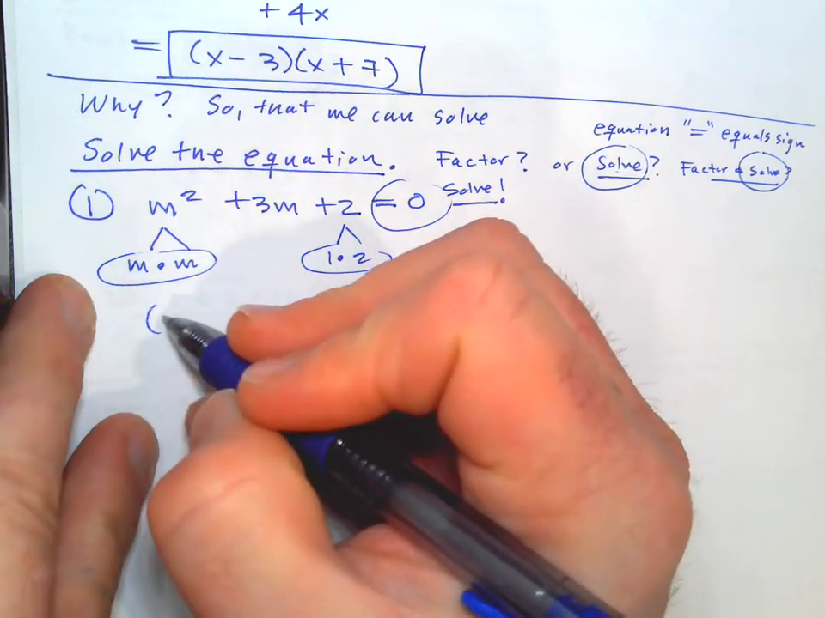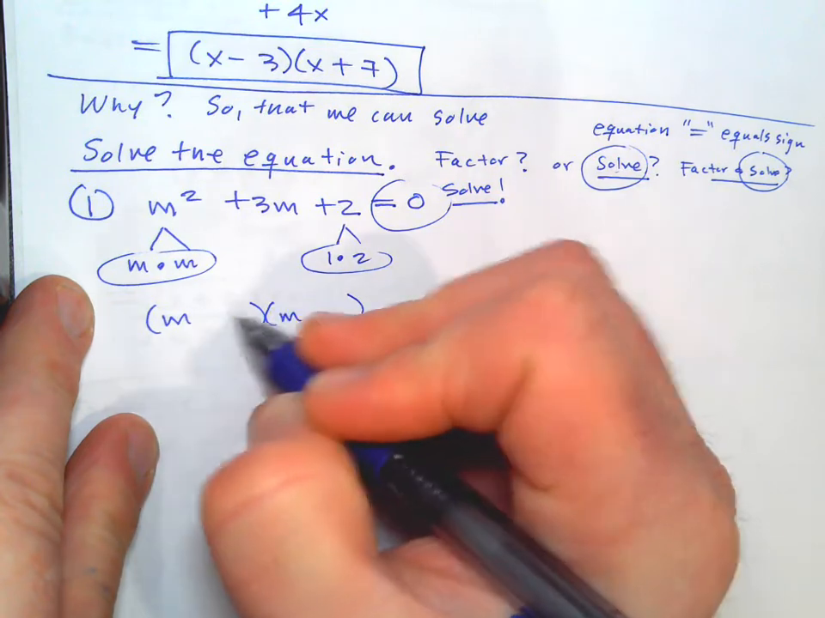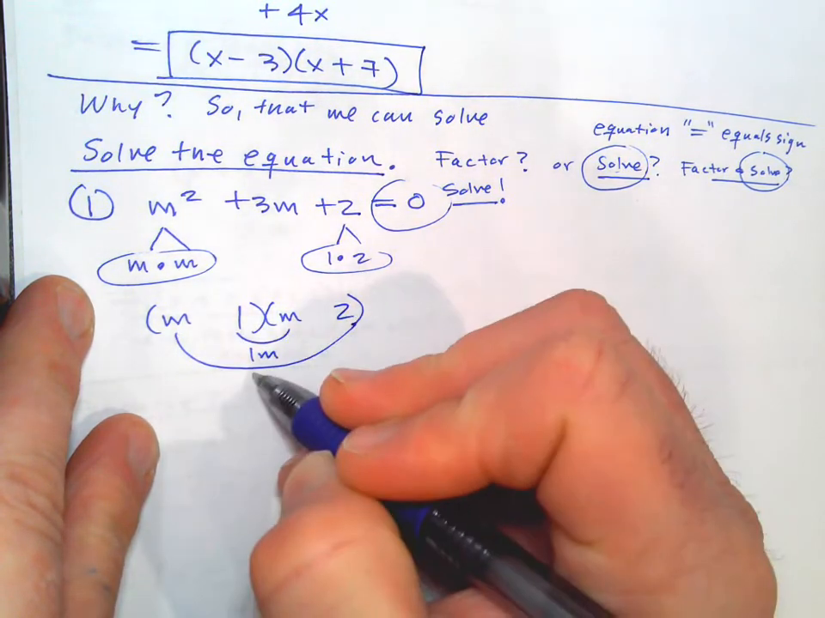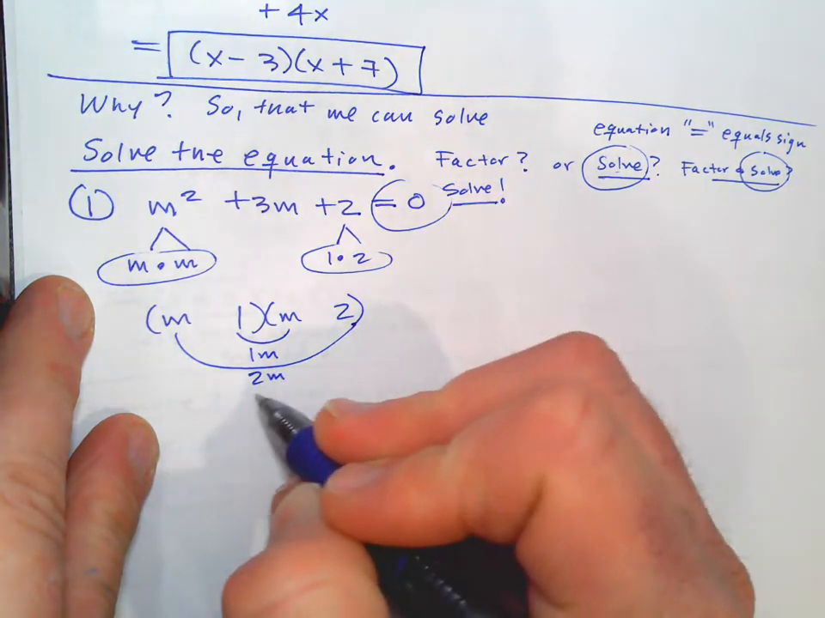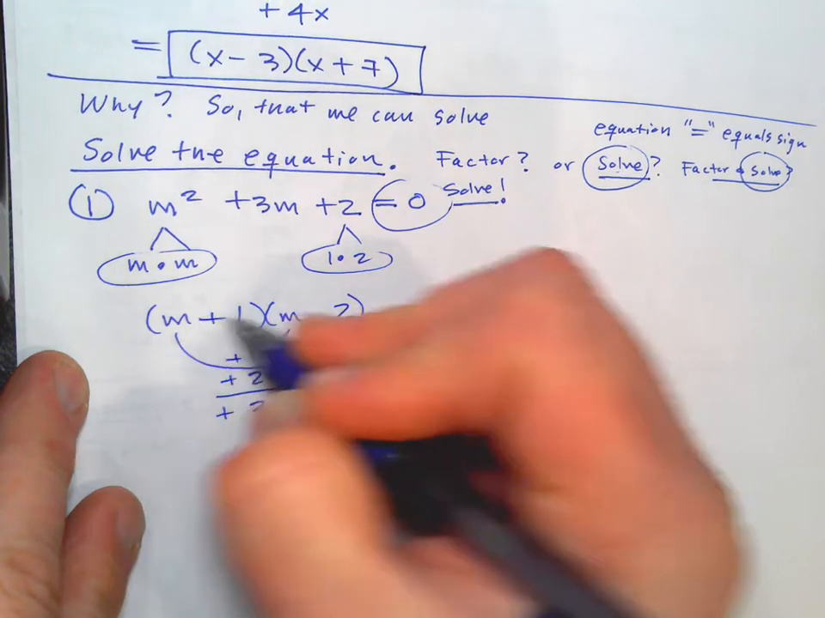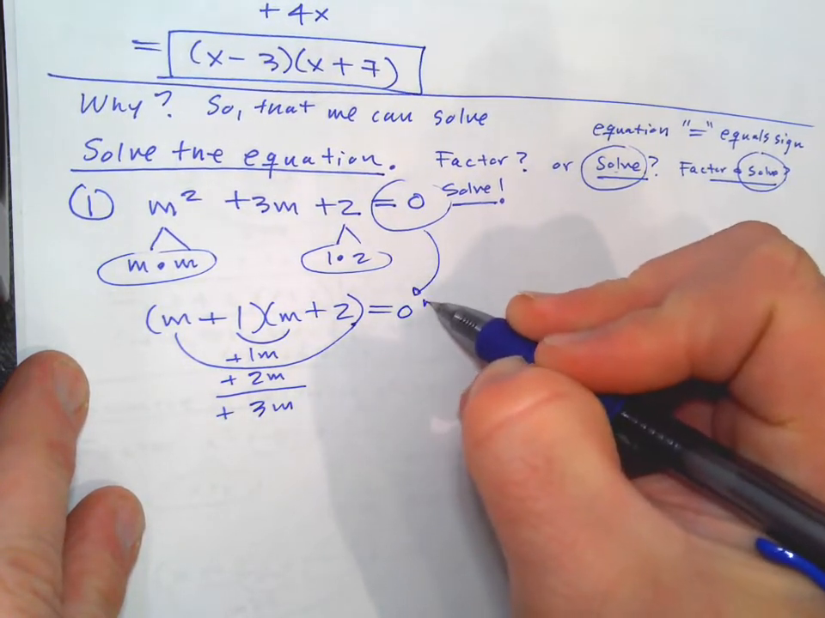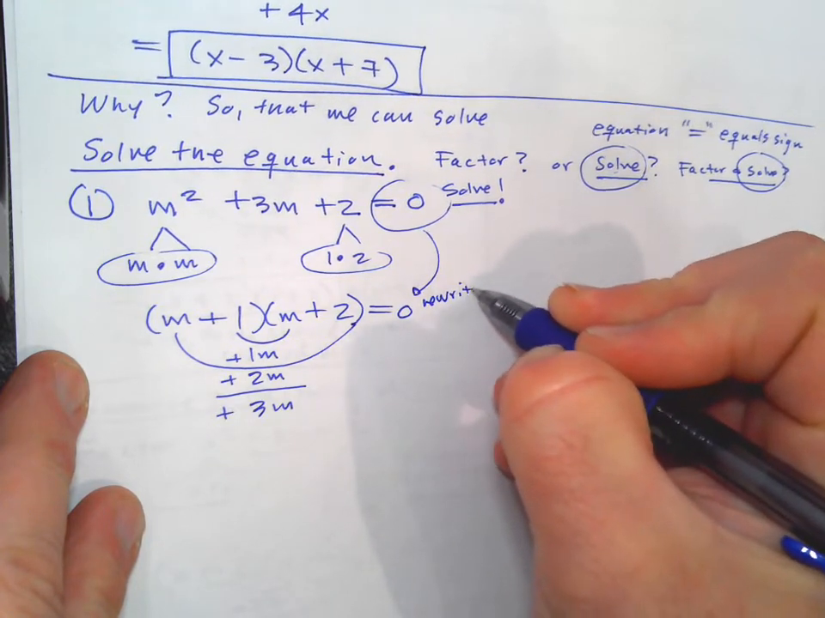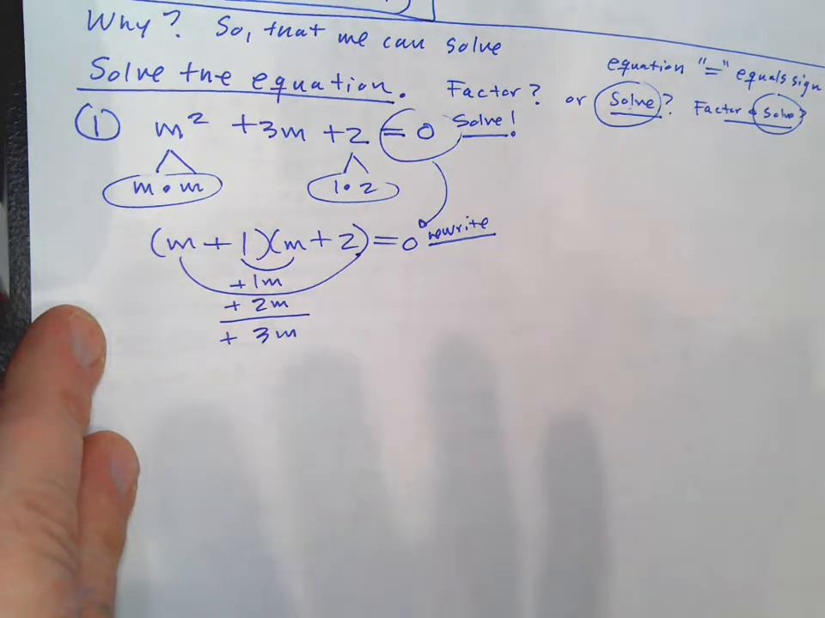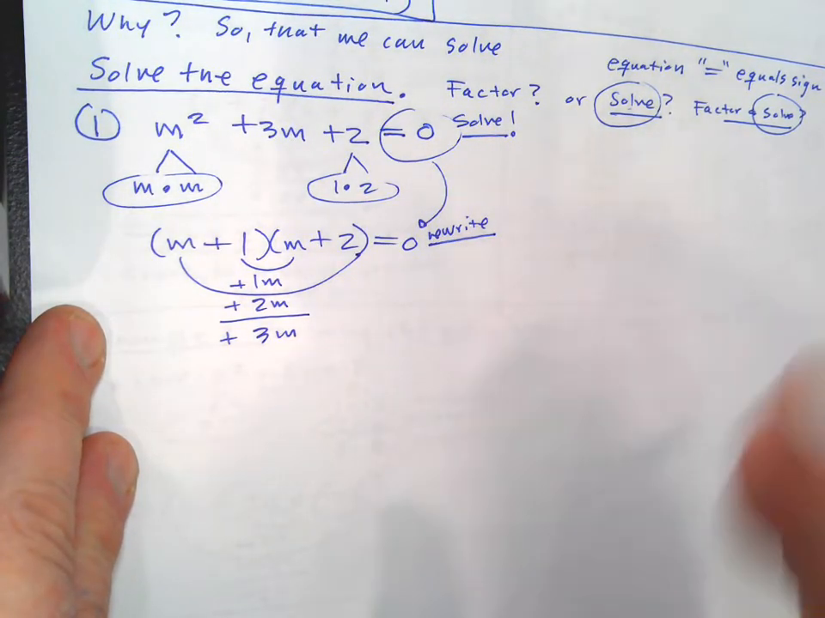So we're going to write m, m, and there's going to be 1 and 2. It's got to add up to positive 3m, so these have to both be positive. And then of course there's still the equals 0. You need to rewrite the equals 0 on every step, otherwise you can't solve it. Okay, so now we're going to solve it using what we were using last lesson, the zero product property.